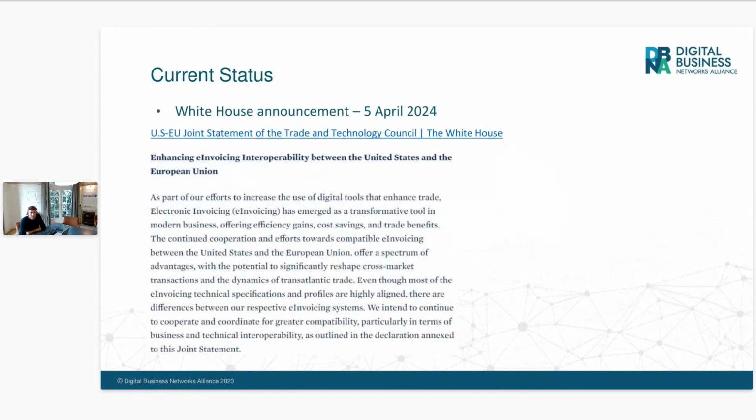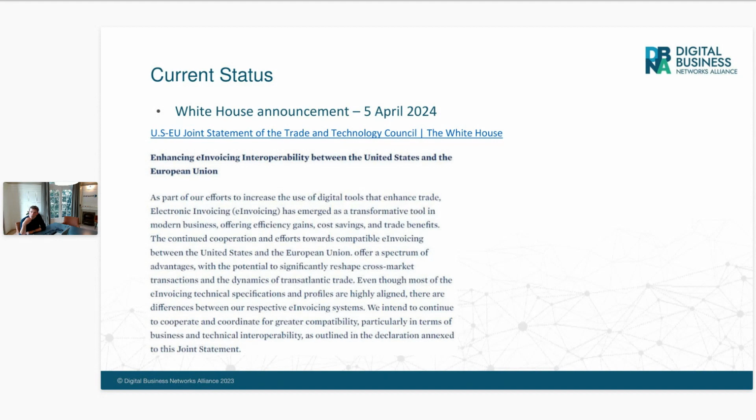This is an important announcement. So this was announced, as you see, 12 days ago. It is the Trade and Technology Council that sent out this statement, actually putting their spotlight on e-invoicing, saying this is important for the US. It brings efficiency gains, it brings cost saving, it brings trade benefits.